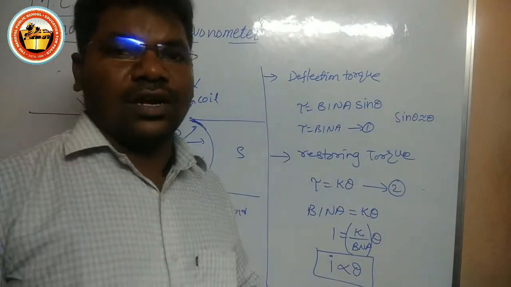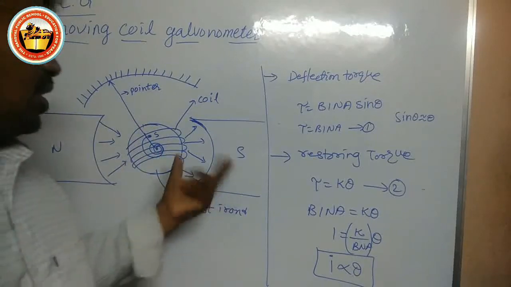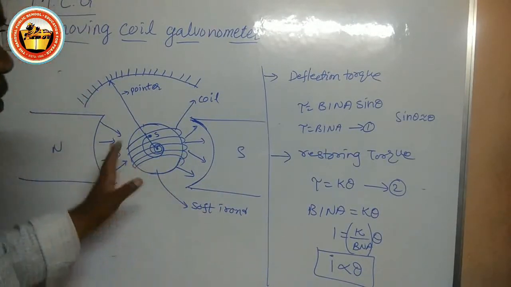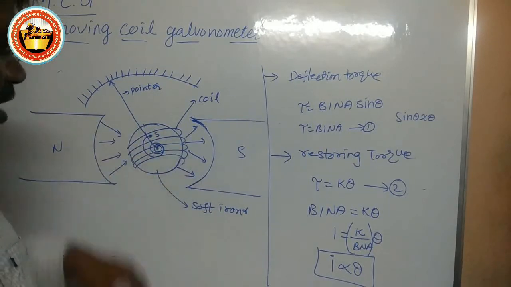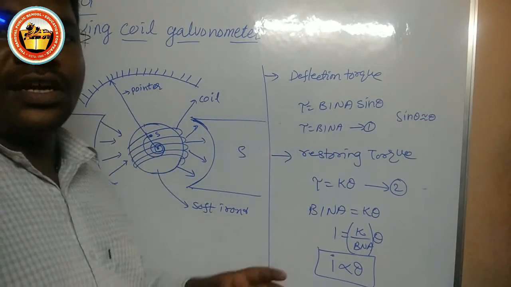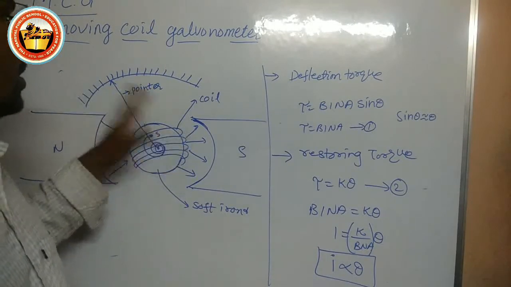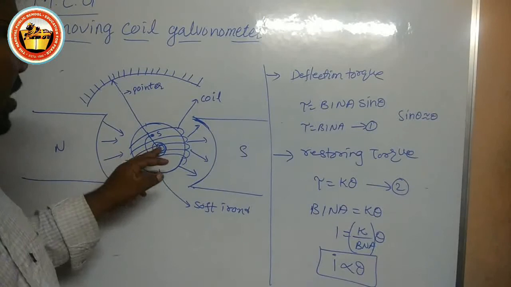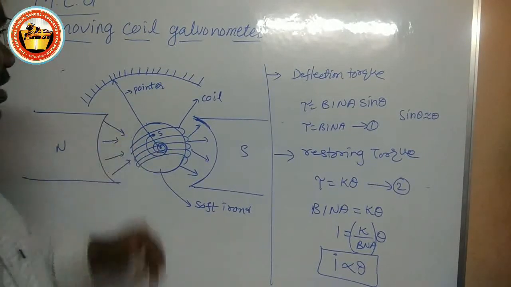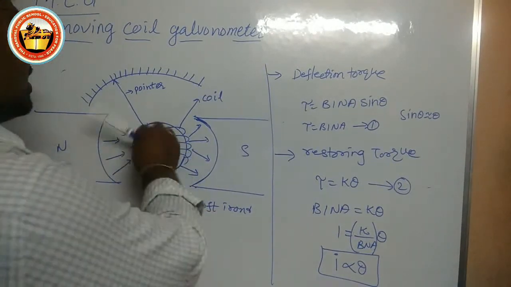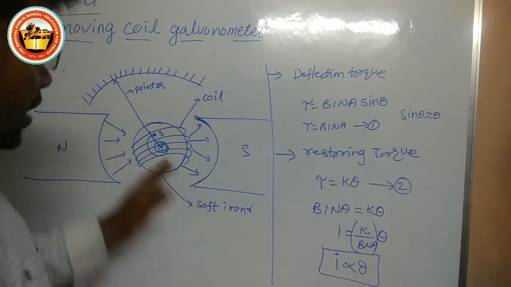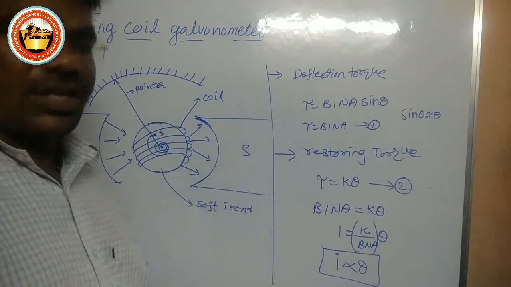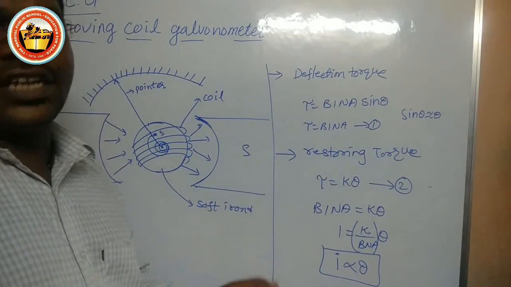This is the moving coil galvanometer arrangement. North and south concave shaped poles produce a radial magnetic field. Around the soft iron we wind a number of turns. Here this is the pointer, this is the spring, this is the soft iron, and this is the coil. If current passes through the coil, it will take some deflection. The spring gives a counter torque to the deflection torque.